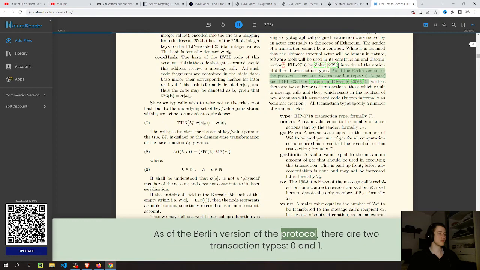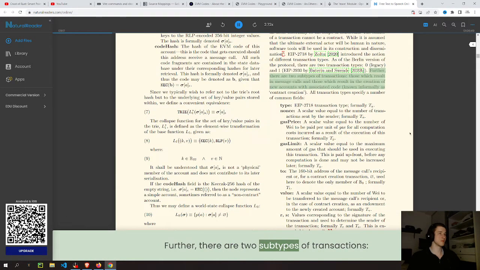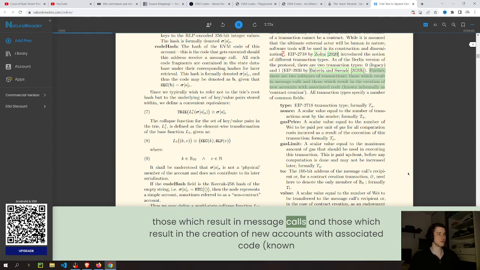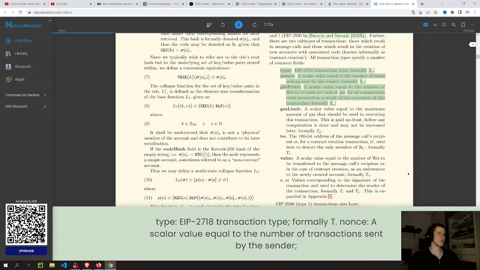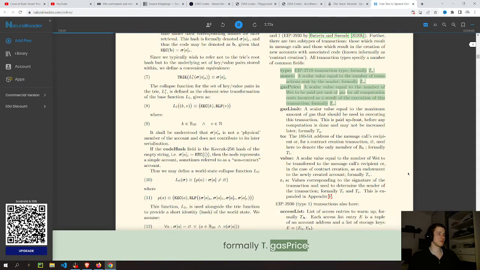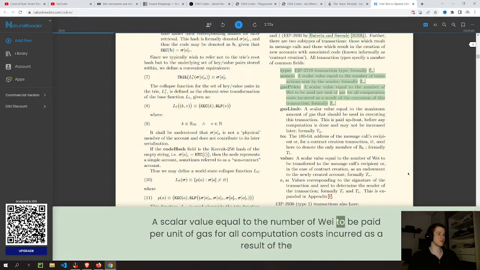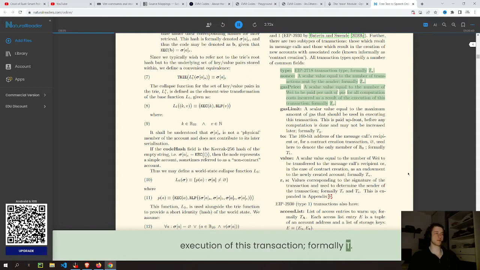As of the Berlin version of the protocol, there are two transaction types, 0 and 1. Further, there are two subtypes of transactions, those which result in message calls and those which result in the creation of new accounts with associated code, known informally as contract creation. All transaction types specify a number of common fields. Type, EIP 2718 transaction type, formally T-type. Nonce, a scalar value equal to the number of transactions sent by the sender, formally T-nonce. Gas price, a scalar value equal to the number of Wei to be paid per unit of gas for all computation costs incurred as a result of the execution of this transaction, formally T-gasprice.